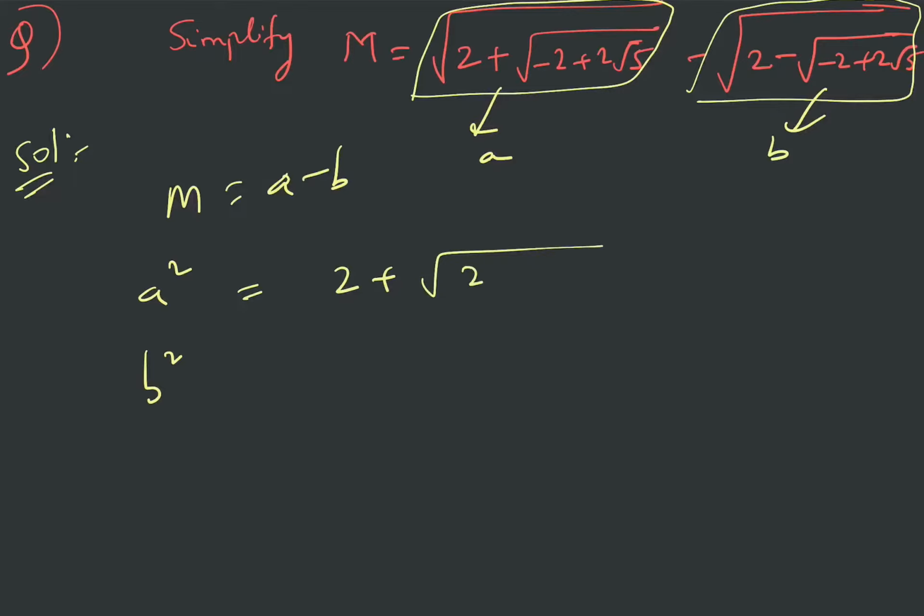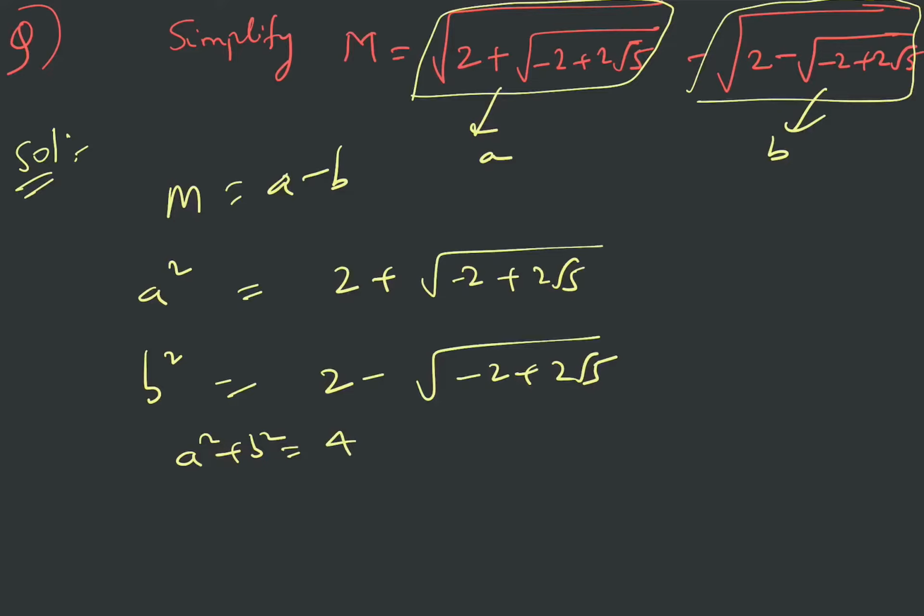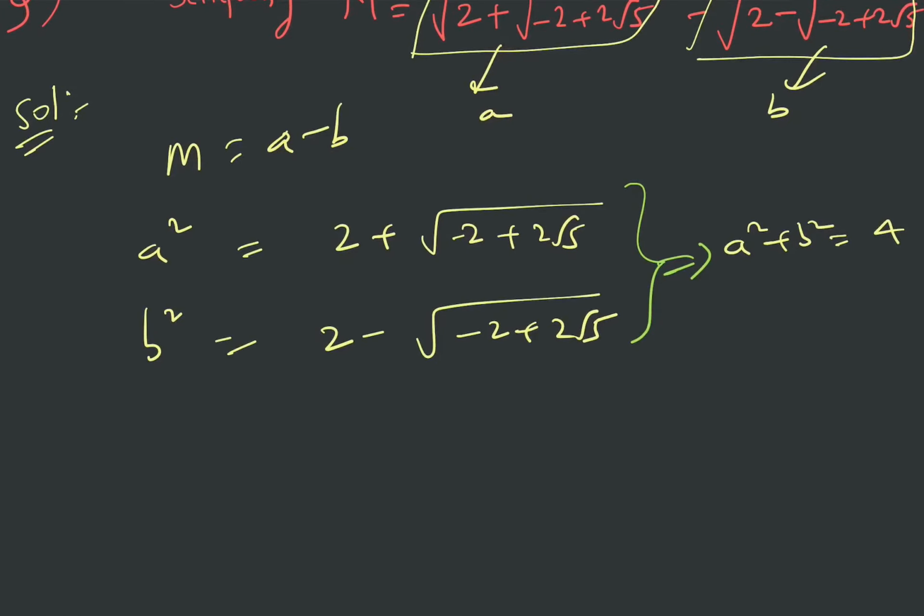A square is 2 plus square root of minus 2 plus 2 root 5 and B square is 2 minus square root of minus 2 plus 2 root 5, right? If I add these two, this will get cancelled. So A square plus B square is clearly 4. On adding these two I get A square plus B square is 4.